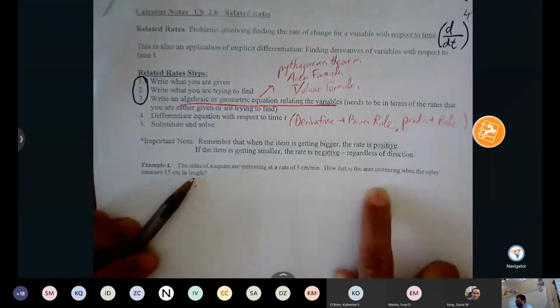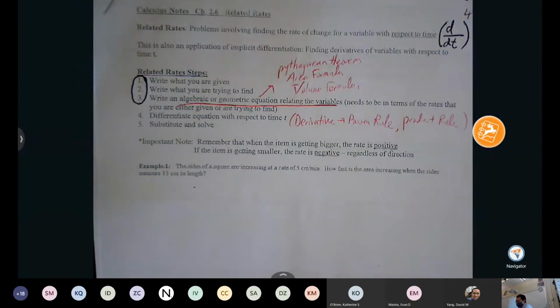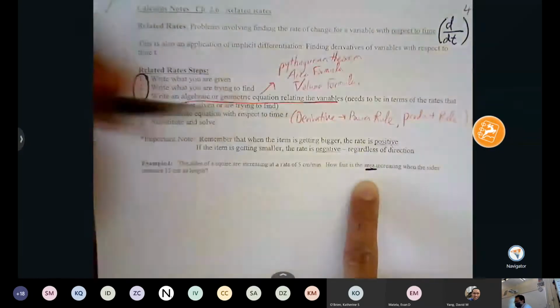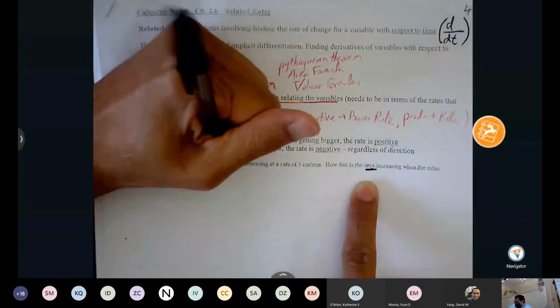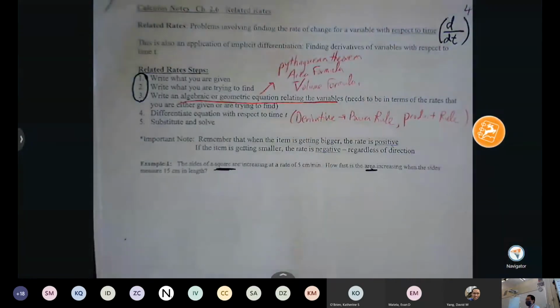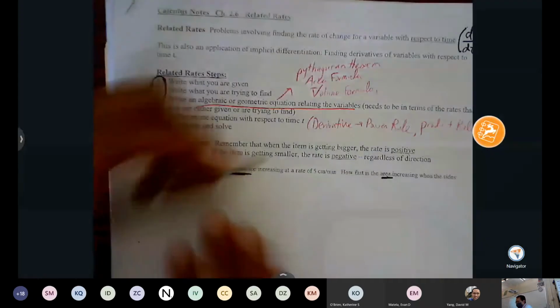So first, we have to recognize what equation we are dealing with. What are the variables and what is the connection between those variables? So I see the word area. I see the word square. So ultimately, I know I'm dealing with area of a square. So that's my starting point.